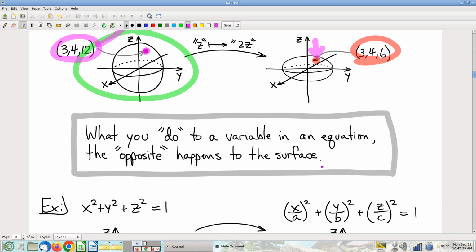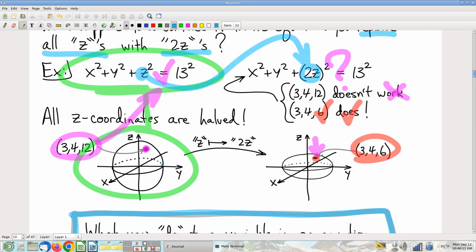Okay. Roughly speaking, I don't want to overinterpret this, and let's not get too rigorous about it. Roughly speaking, whatever you do to the variable in the equation, namely replacing every z with a 2z, the coordinates are going to have to undo that, and therefore, in some sense, the opposite is what happens to the surface. Yeah, question? Oh, for the squished spheres, does the radius still apply? Well, this is no longer a sphere, right?